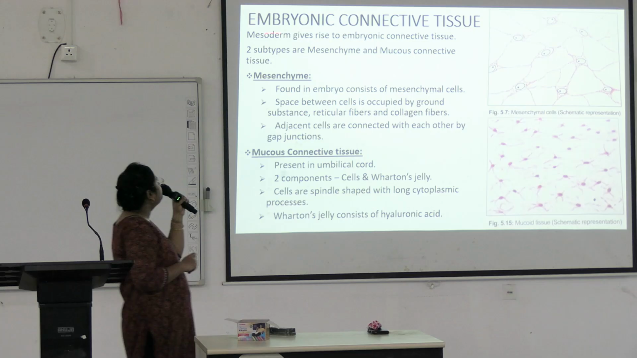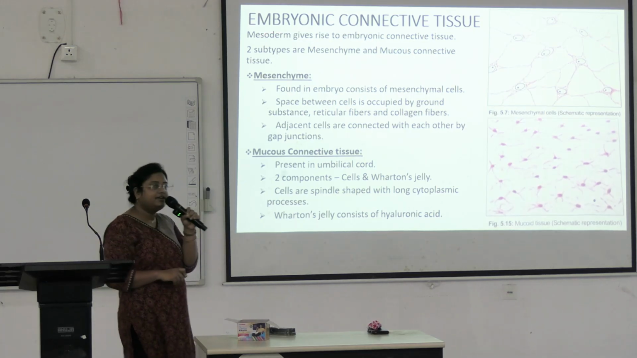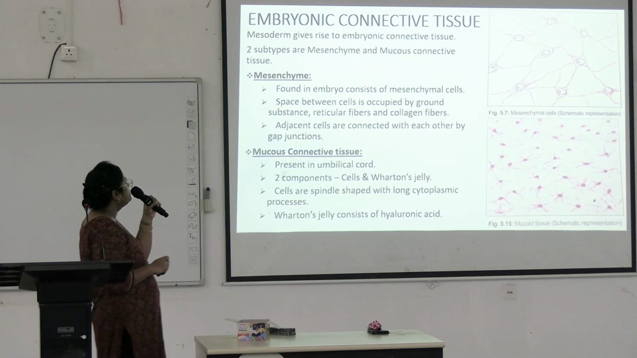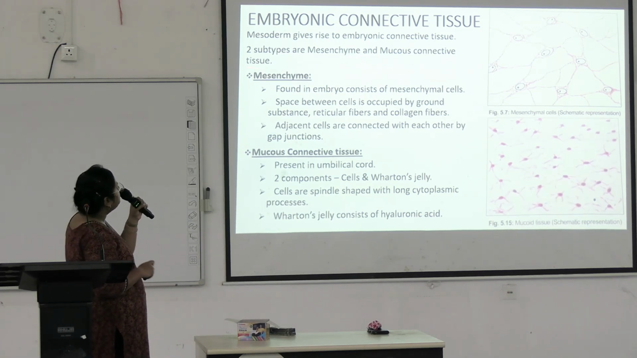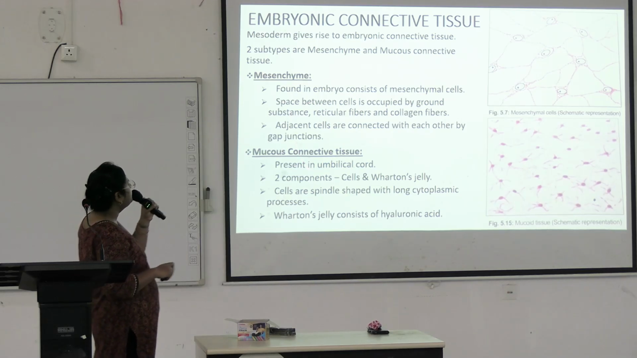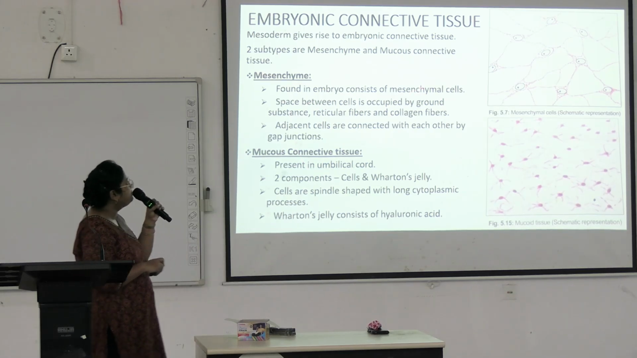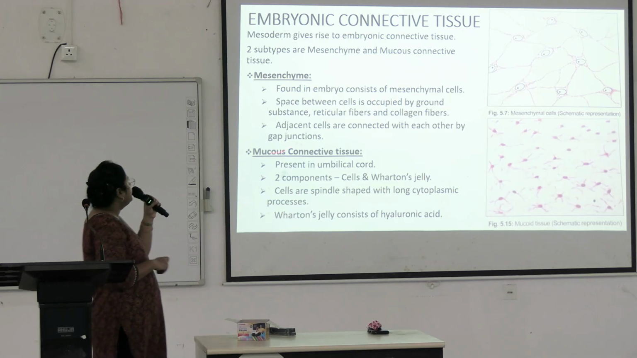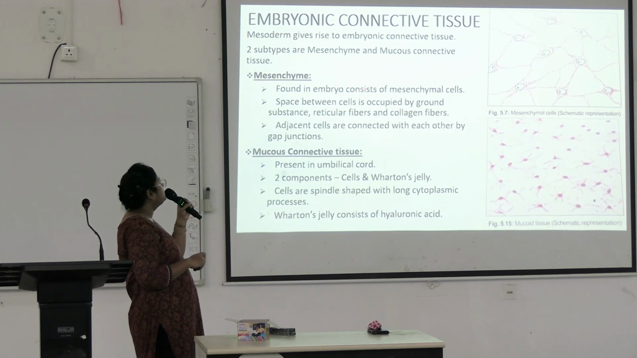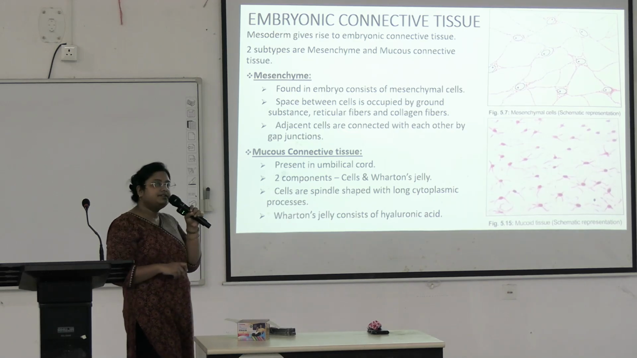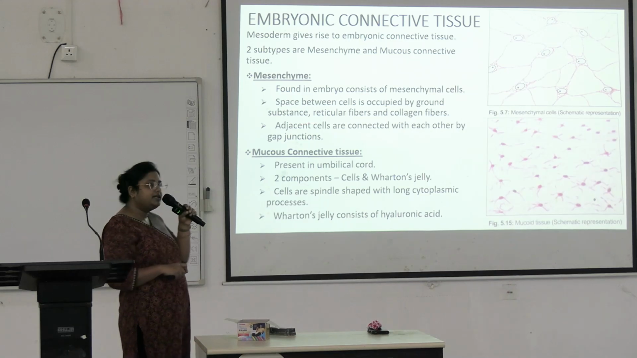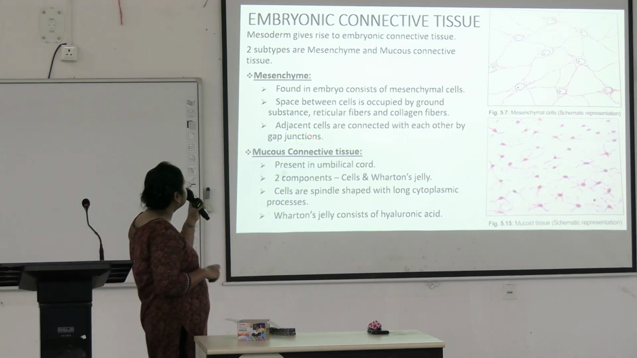So first is embryonic connective tissue. Mesoderm gives rise to embryonic connective tissue. Two subtypes are there for embryonic connective tissue: first is mesenchyme and the second is mucous connective tissue. What is mesenchyme? Mesenchyme is found in the embryo and consists of mesenchymal cells, and the space between the cells is occupied by ground substance, reticular fibers and collagen fibers, and adjacent cells are connected with each other by gap junctions. Okay, these are features of mesenchyme.